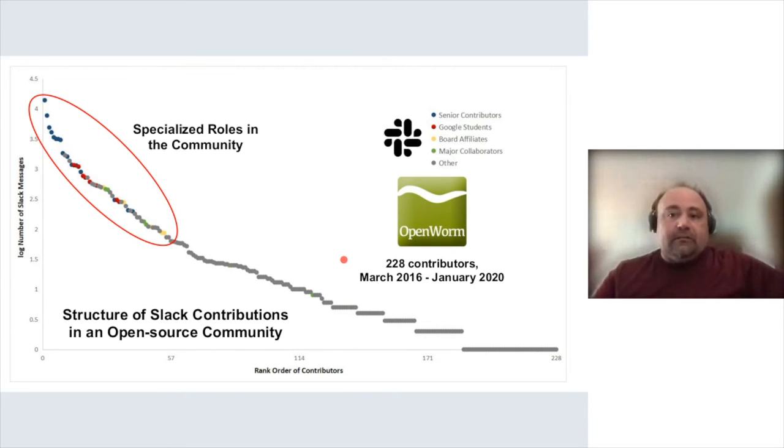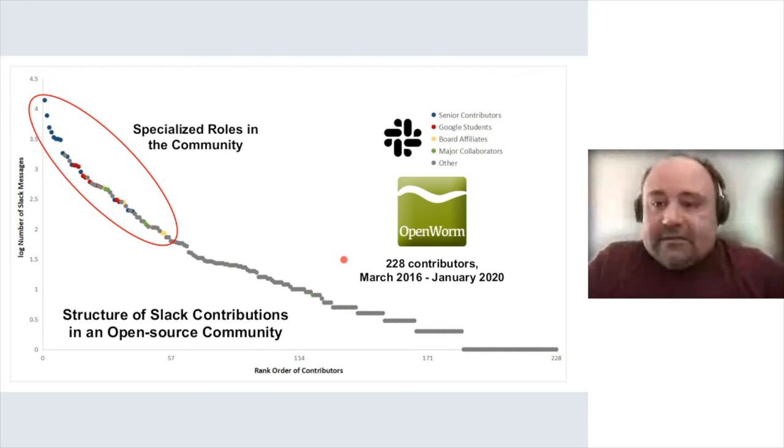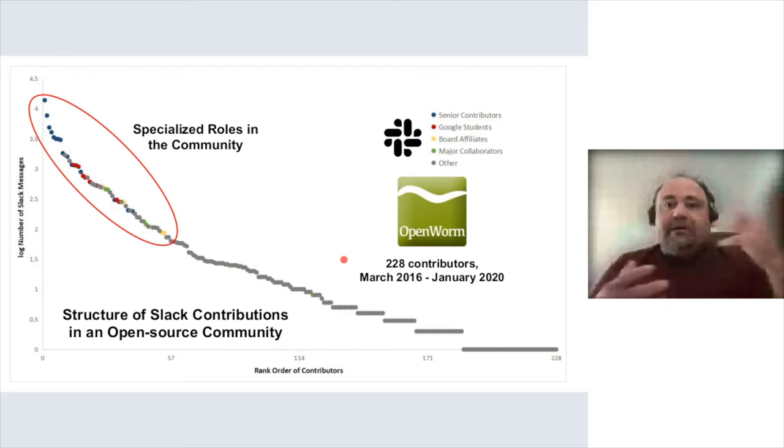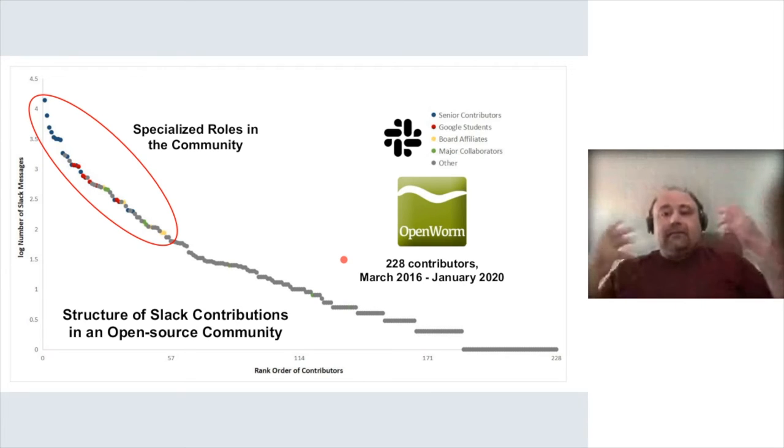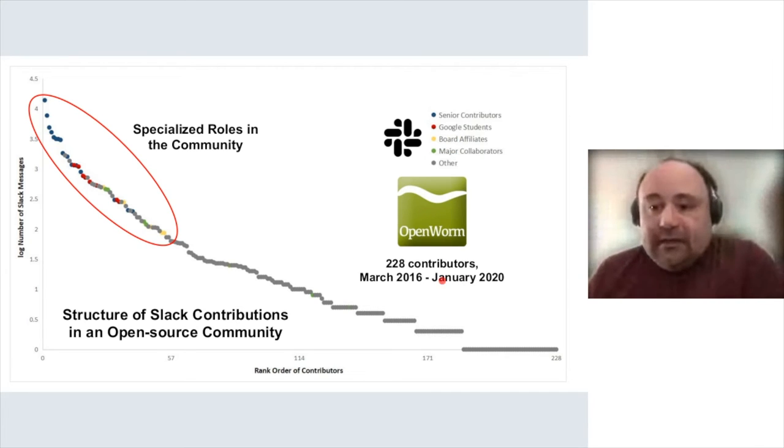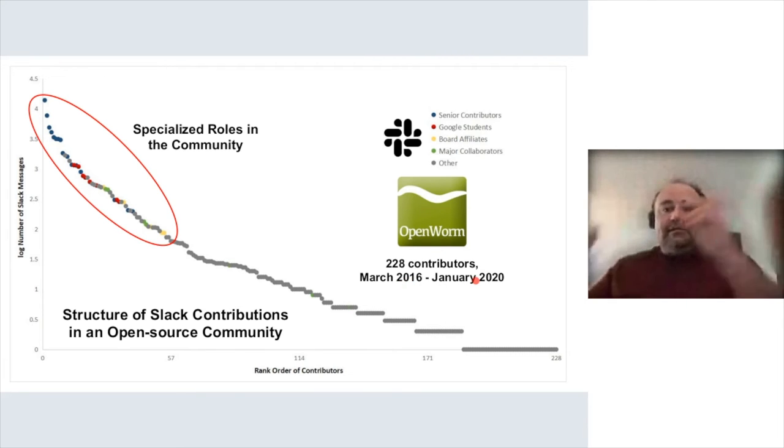I'm also involved in the Open Worm Foundation, and it underscores the role of these long tails in academic communities. In the Open Worm community, we have people trying to simulate the organism C. elegans. We have people doing biophysics simulations, neuronal simulations, behavioral simulations. This has been going on since at least 2011, but this is a sample from 2016 to 2020 of 228 contributors.